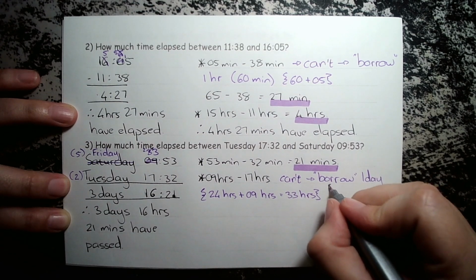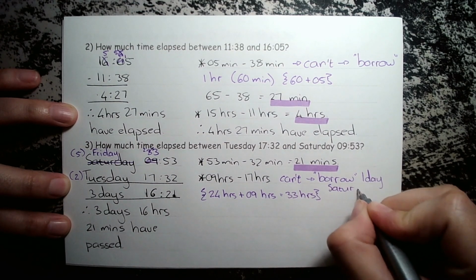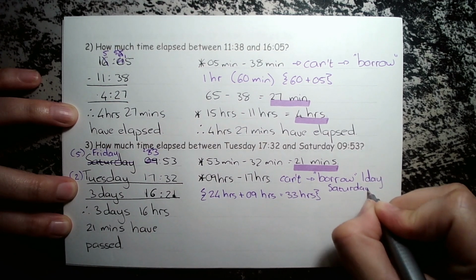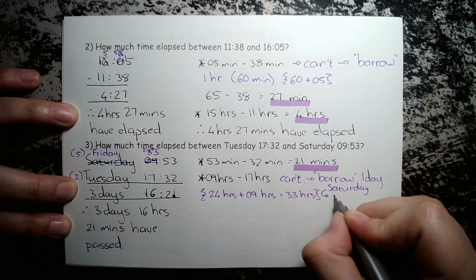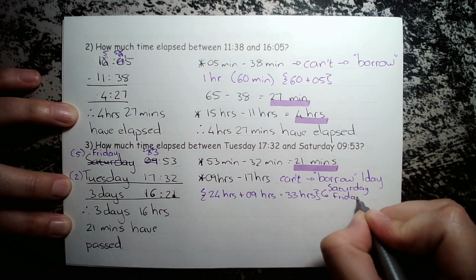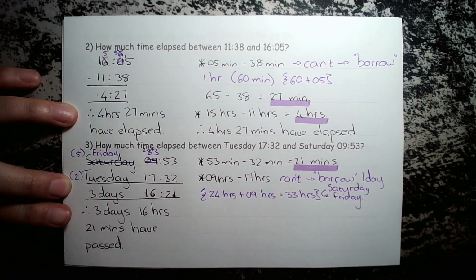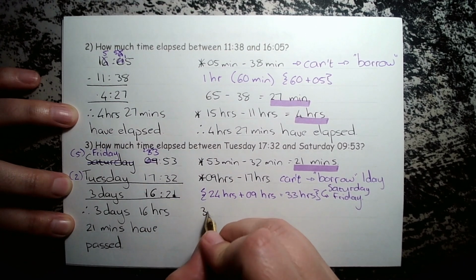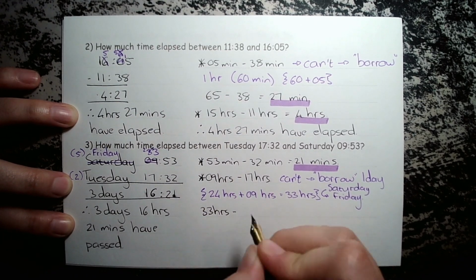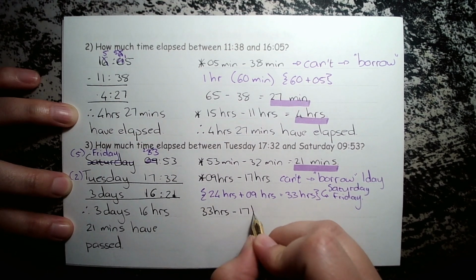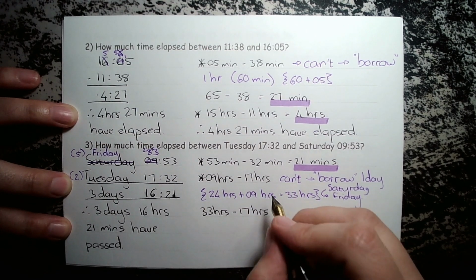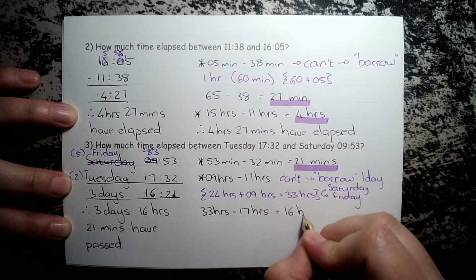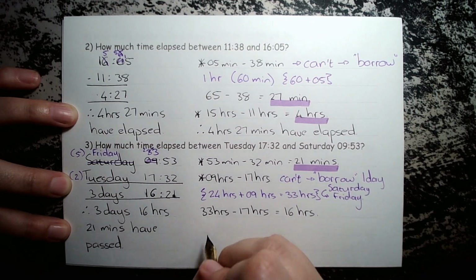Also remember that Saturday is now Friday. So now we have 33 hours minus 17 hours, and that gives us 16 hours.